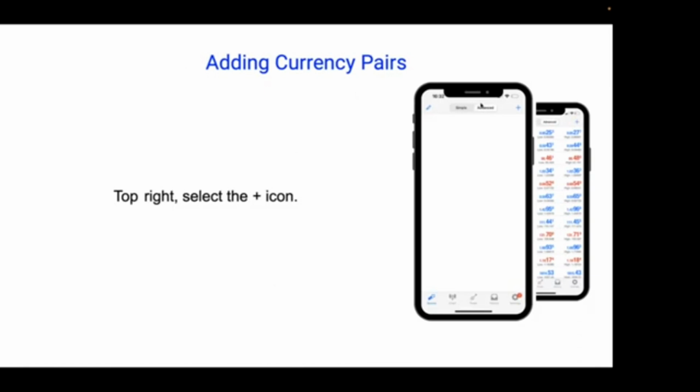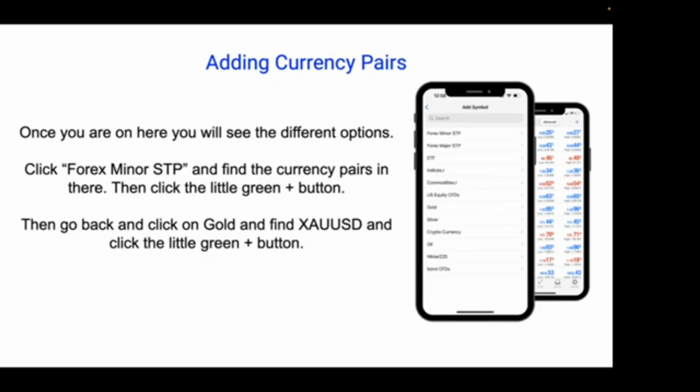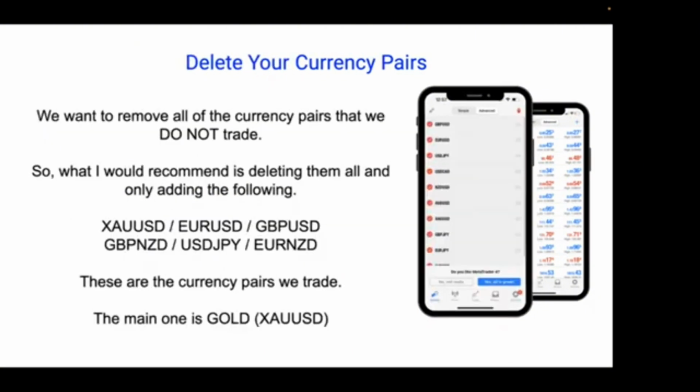In the top right-hand corner, you're going to see this little plus button here. Yes, my battery on this was stinkingly low, as you can see on that print screen too. But we're going to get you to click on the plus icon. Once you're on here, you're going to see Forex Miner STP, and you're also going to see gold. Click into these sections, and you're going to find the currency pairs that we mentioned on this slide here.